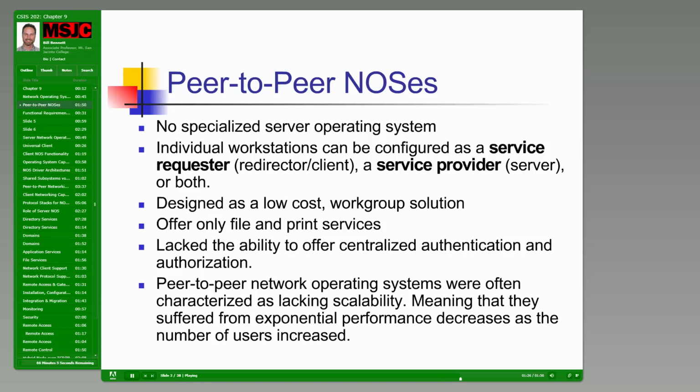Peer-to-peer networks also don't scale well. That is to say that the more computers that are added to the network, the less efficient the network services become. This is due to the fact that the client operating systems are optimized to run desktop applications, whereas the server operating systems are optimized to provide network services.